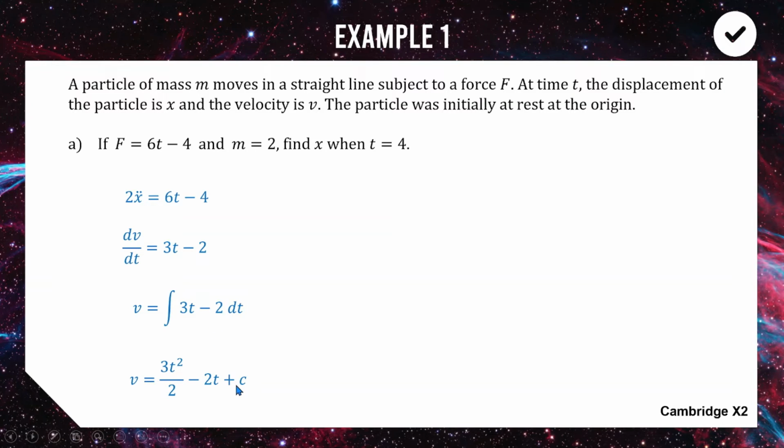Let's figure out what the constant is using our conditions that initially, so when t equals 0, the particle is at rest, which means velocity is equal to 0. It's not moving. So we have 0 on the left, we've got 0 here, which leaves us with the constant must be 0 to make this equation make sense.